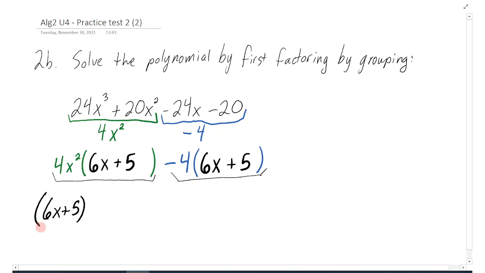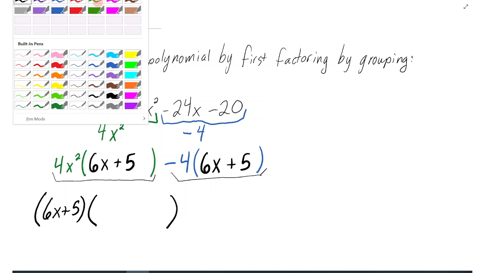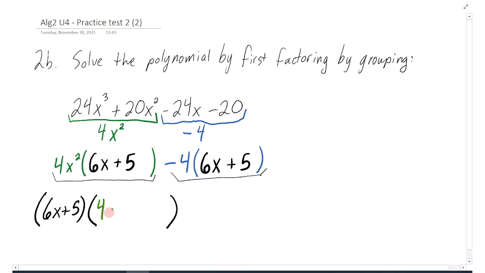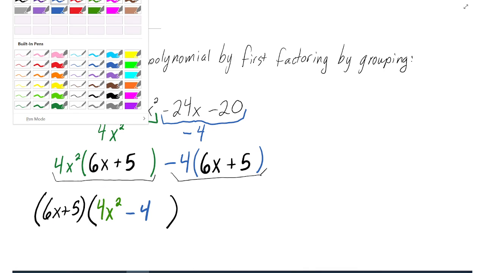So we can factor that out, and what we are left with is whatever 6x plus 5 was multiplied by, which in this case is 4x squared minus 4. Okay, now this is the factored form, so we're not done. This is just the first step in being done.